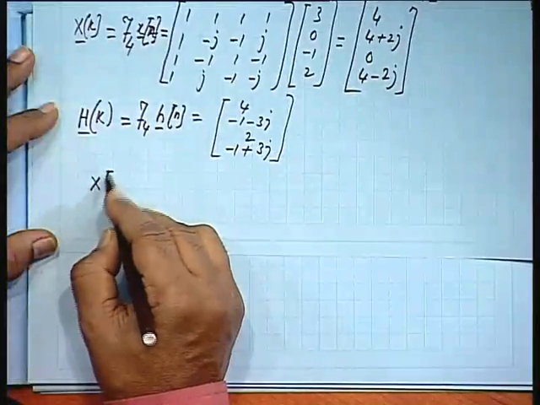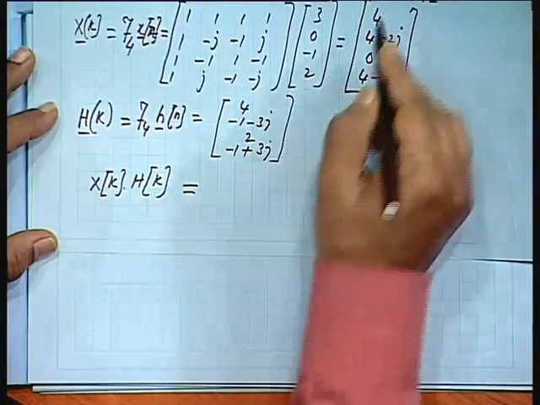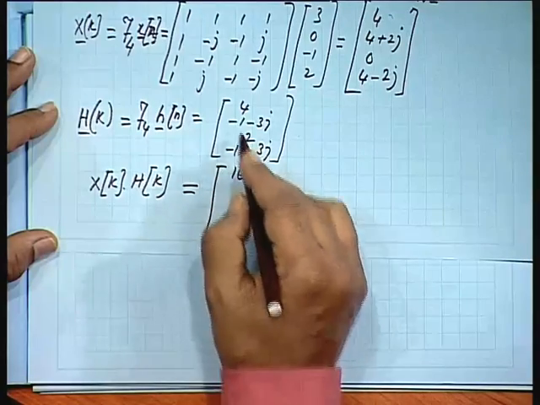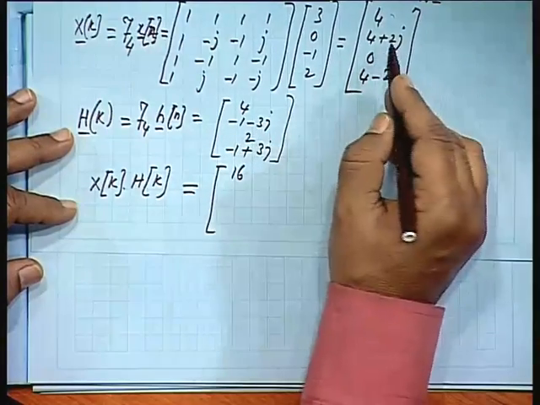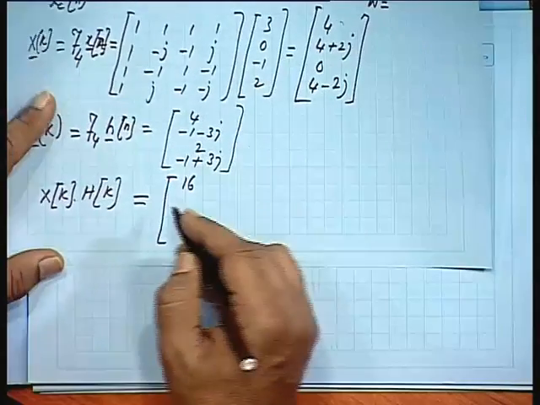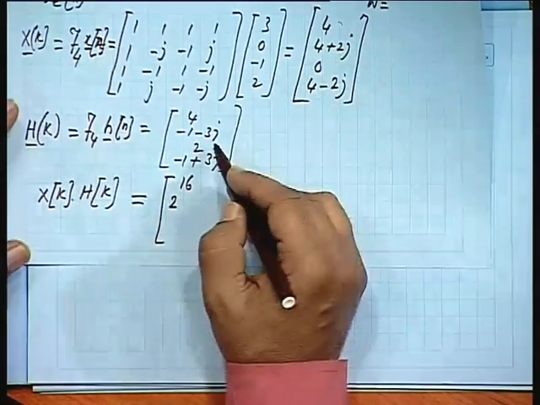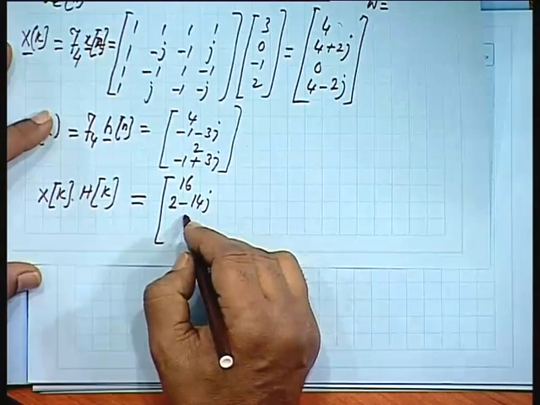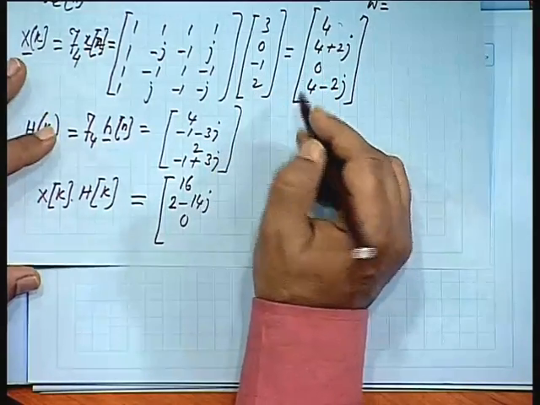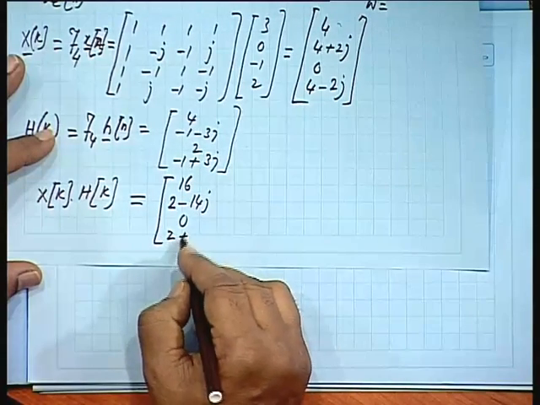Therefore, if we take the product X k into H k term by term, it will be 4 into 4, 16, minus 1 minus 3 j and 4 plus 2 j, that gives me minus 4, then 3 to the 6, so 2. Okay. So, 2, then minus 1 plus 2 j, minus 2 j, minus 3 j plus 4, 12, so minus 14 j, is it okay? Then 0, 0 into 2, 0, and then 4 minus 2 j and minus 1 plus 3 j, so that will give you 2 plus 14 j.